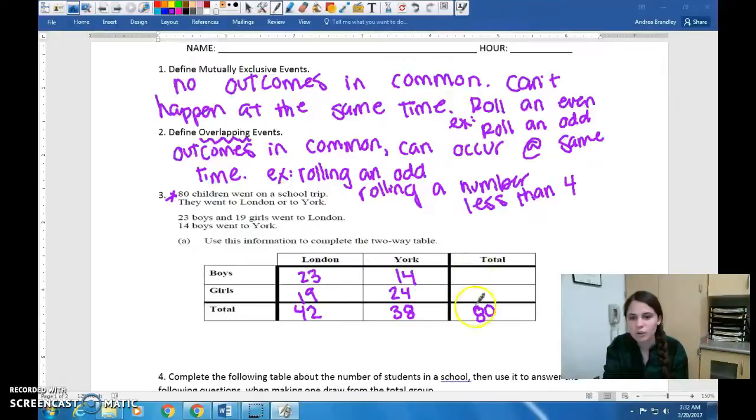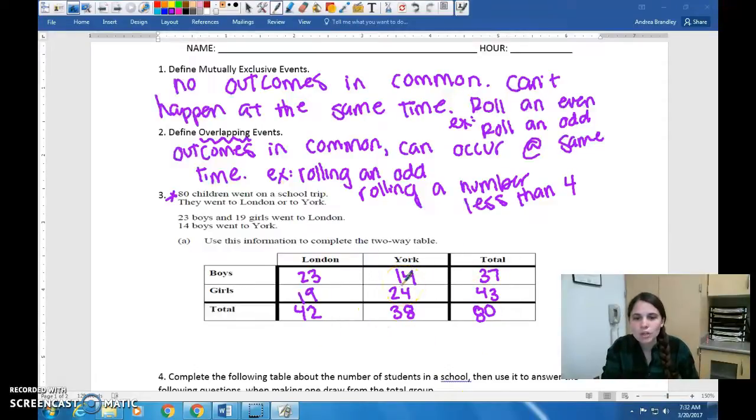Then I can find my total of boys and girls by just adding straight across. So 23 plus 14 is 37. And 19 plus 24 is 43. I can check to make sure I did that right because 37 plus 43 is 80. So everything added up the way that I wanted to.